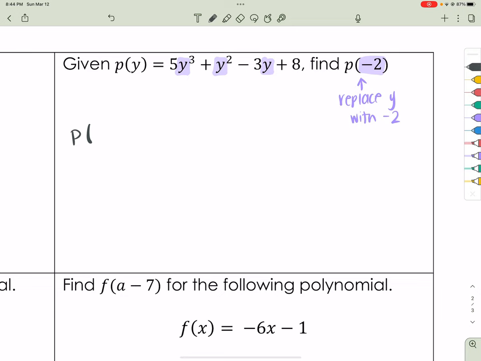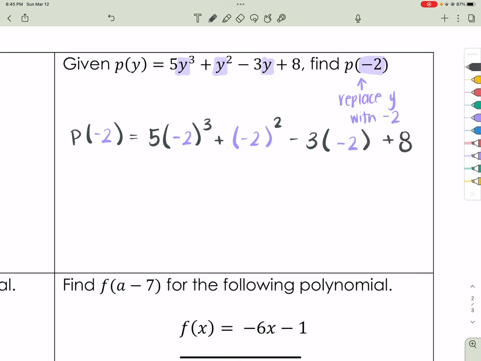So p of negative 2 is going to equal 5 times negative 2 cubed plus negative 2 squared minus 3 times negative 2 plus 8. I'll move that. There we go. All right, now I'm just going to go through and simplify.